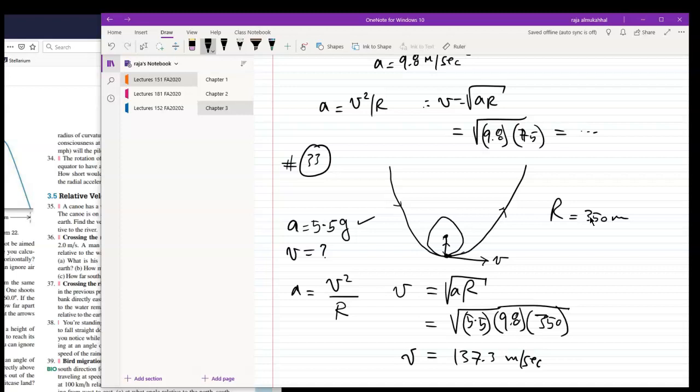The other problem that you need to do is number 31. I believe this is homework, number 31. So I'll leave it for you to do it. It's level 2, a little bit harder, but it's not really that bad.